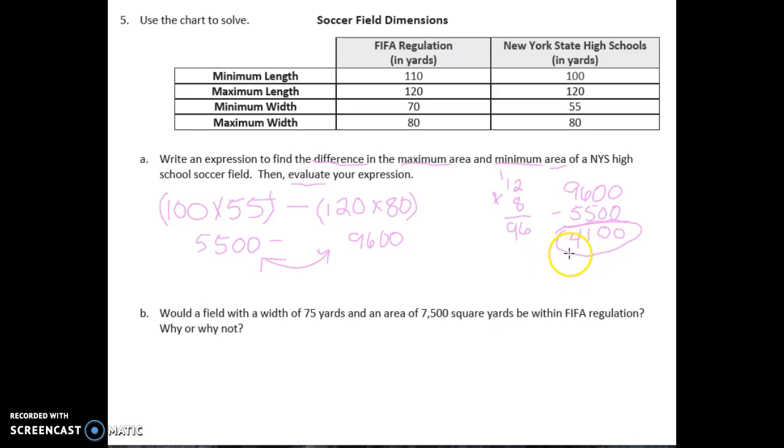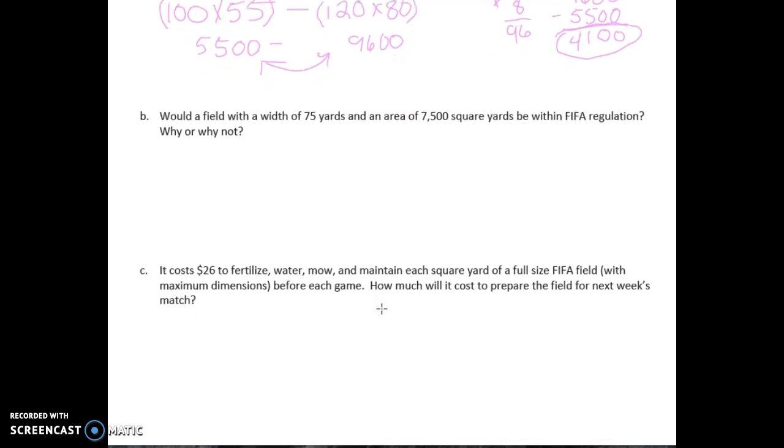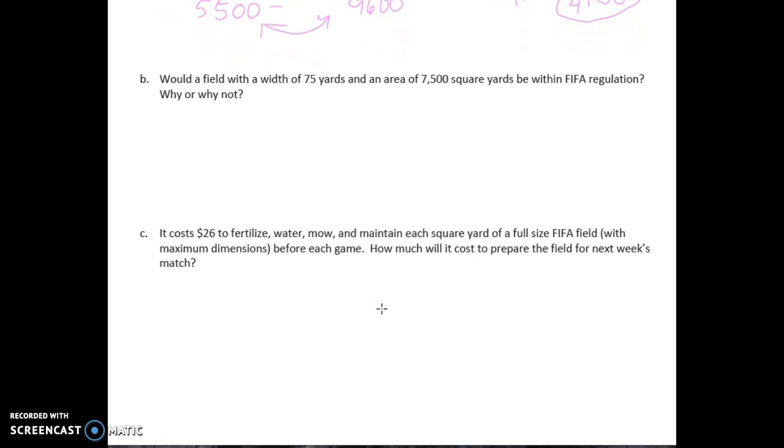4,100 is the difference. So that's the answer in that case. Now let's take a look at what's next. Would a field with a width of 75 yards and an area of 7,500 yards be within the FIFA regulation?